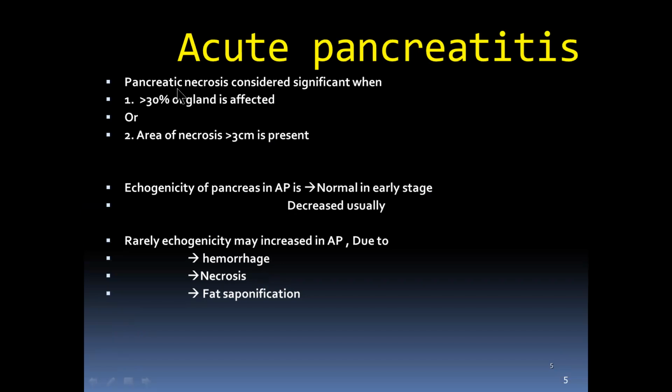The pancreatic necrosis is considered significant when more than 30% of the gland is affected or an area of necrosis more than 3 cm is present. Echogenicity of pancreas in acute pancreatitis is normal in early stage and usually decreases so that pancreas becomes hypoechoic. Rarely, echogenicity may increase due to hemorrhage, necrosis, or fat saponification.